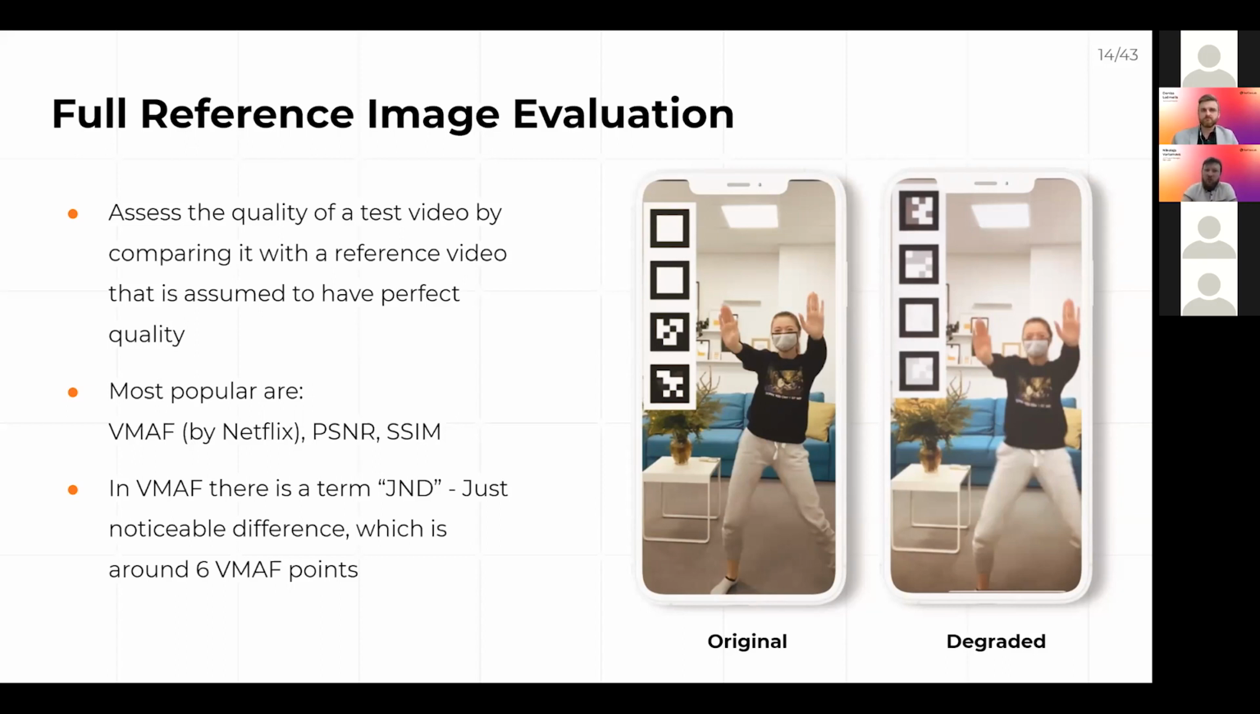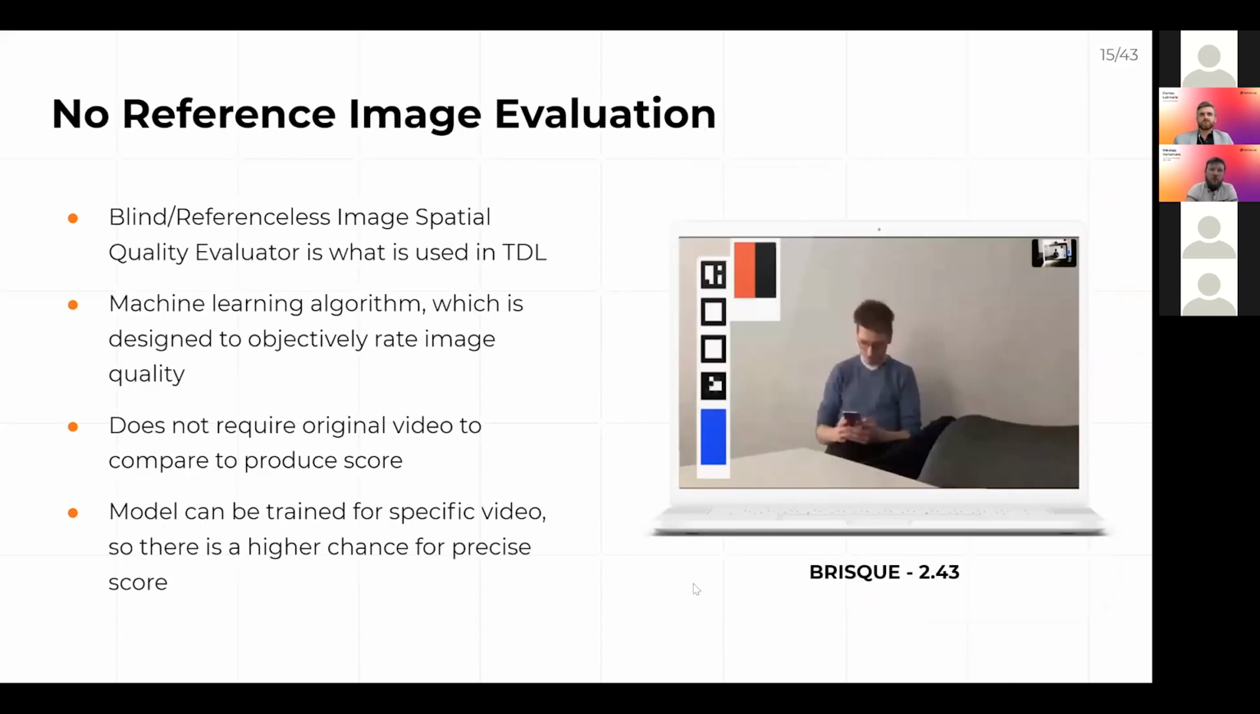But then comes the second type of video algorithm, which is no reference image evaluation. In TestDev we use BRISQUE, which stands for, I will read it all, Blind Referenceless Image Spatial Quality Evaluator. Yes, it is as smart as it sounds. This algorithm uses machine learning and does not require the original video to be present. The model of this algorithm can also be trained for specific video, so the accuracy of prediction will be higher. And this is the one to go with when doing mobile tests. The scoring corresponds to MOS, or mean opinion score, with 5 being excellent and 1 being bad.